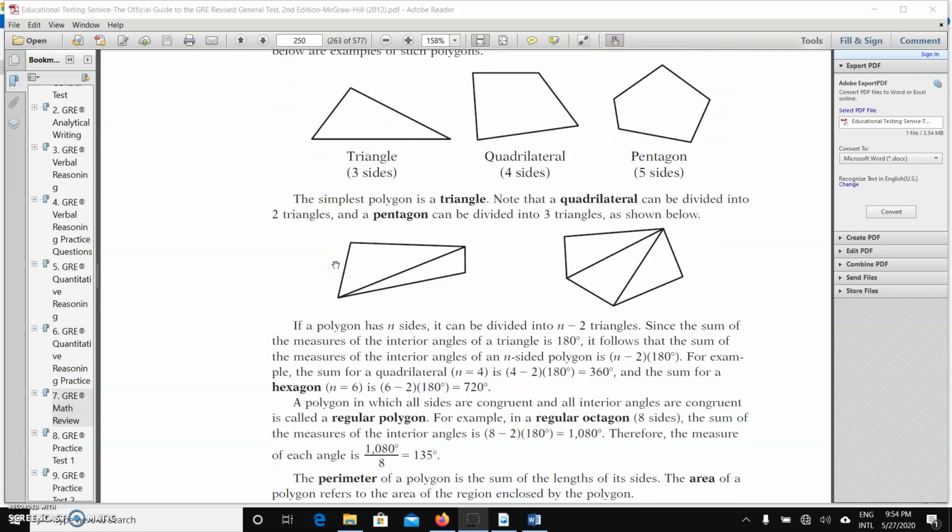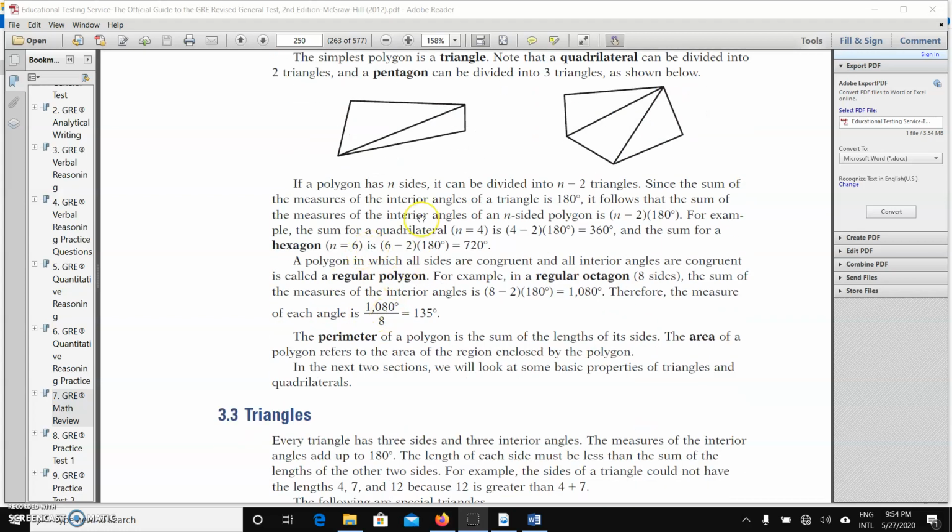Now, this one is telling you that a polygon can be divided. The simplest polygon is a triangle, which is this. Note that a quadrilateral can be divided into two triangles, and a pentagon can be divided into three triangles. This is a quadrilateral because it has four sides: 1, 2, 3, 4. If you divide it like this, it gives you two triangles, this triangle and this triangle. Then this one, if you divide it like this, gives you 1, 2, 3 triangles. Three triangles. That's what they are saying here.